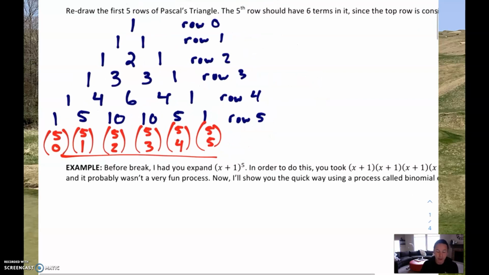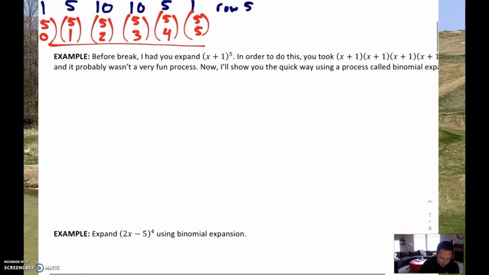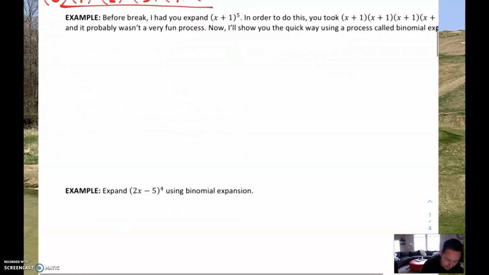So that's a little bit about Pascal's triangle. Now, let's see how we can use it. Before the break, I had you expand x plus 1 to the 5th power. I actually made you go to the 6th power, but for now, we're staying with 5. And you had to multiply a whole bunch of polynomials, and it was a really tedious process. You probably didn't enjoy it very much. Now I'm going to show you the quick way, and this is a process called binomial expansion.